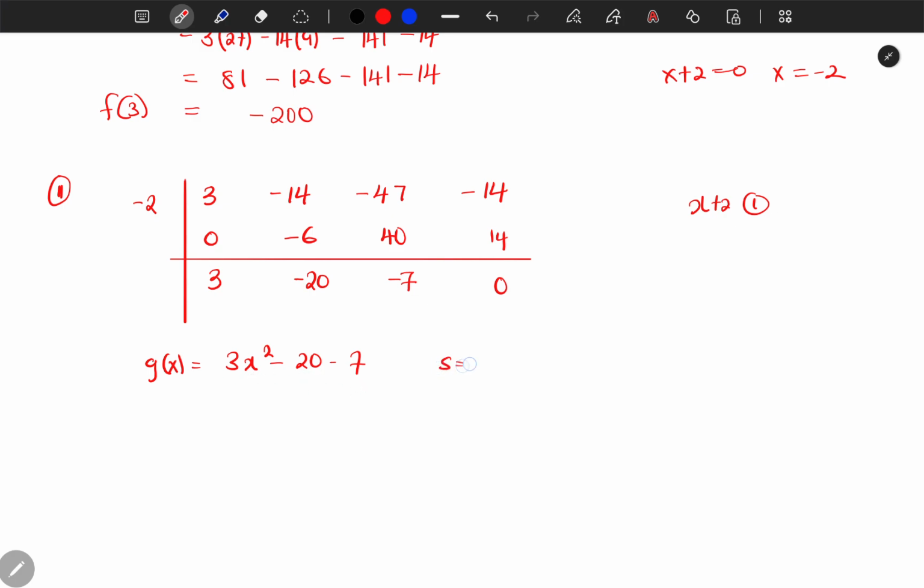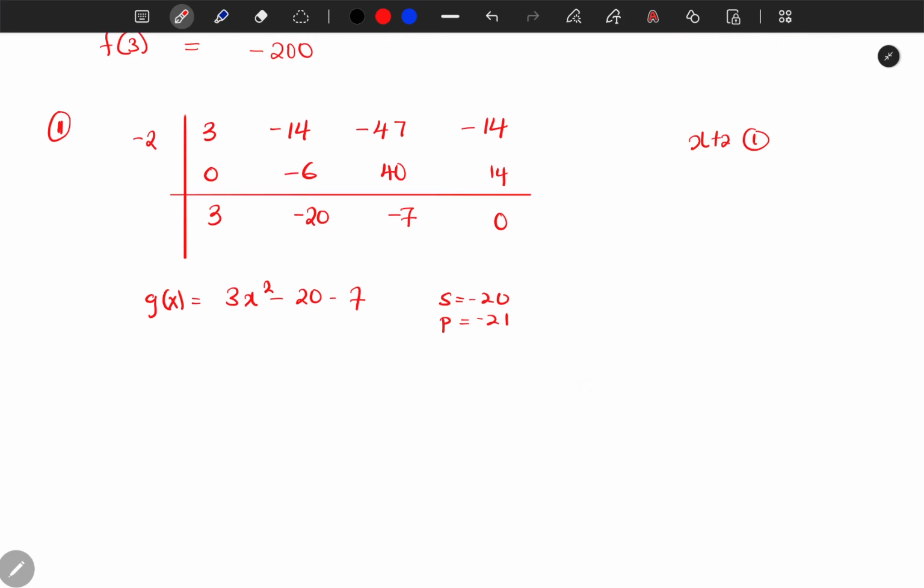Because the coefficient of x is negative 20 and the product is negative 21, 3 times negative 7 gives negative 21. Now we're going to find two numbers which add to give us negative 20 and multiply to give us negative 21. What are those? It's actually negative 21 and 1. Add them, you get negative 20. Multiply, you get negative 21.